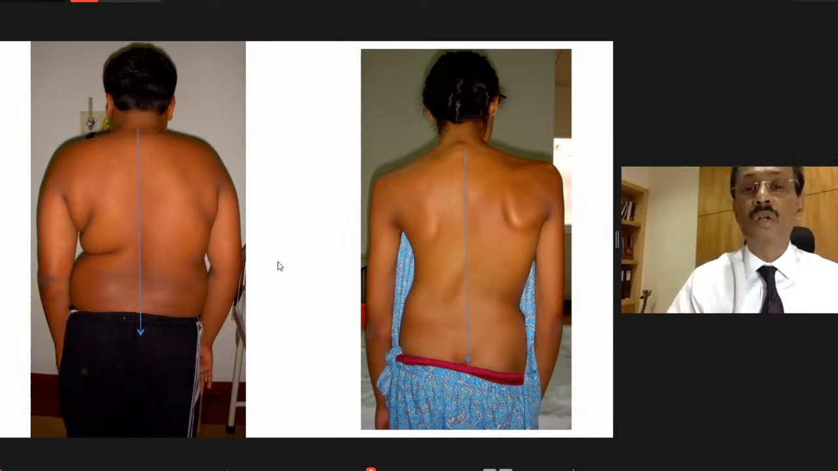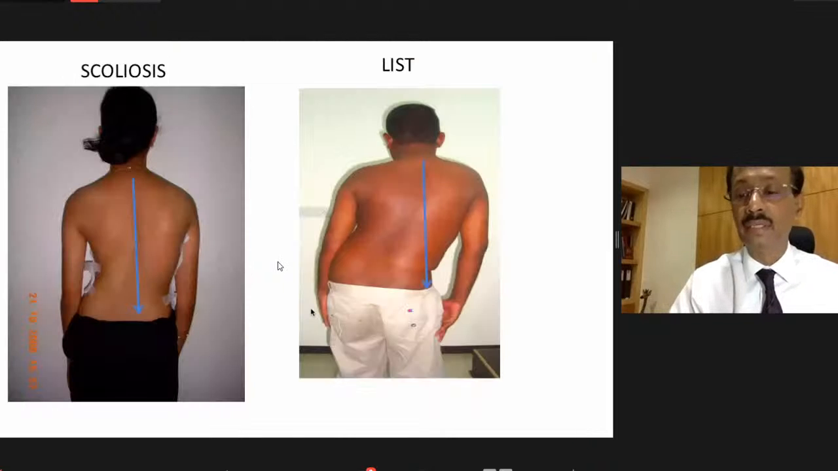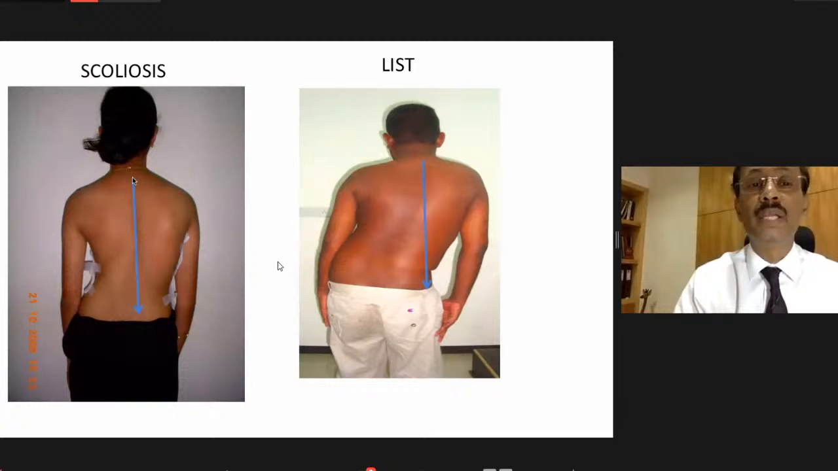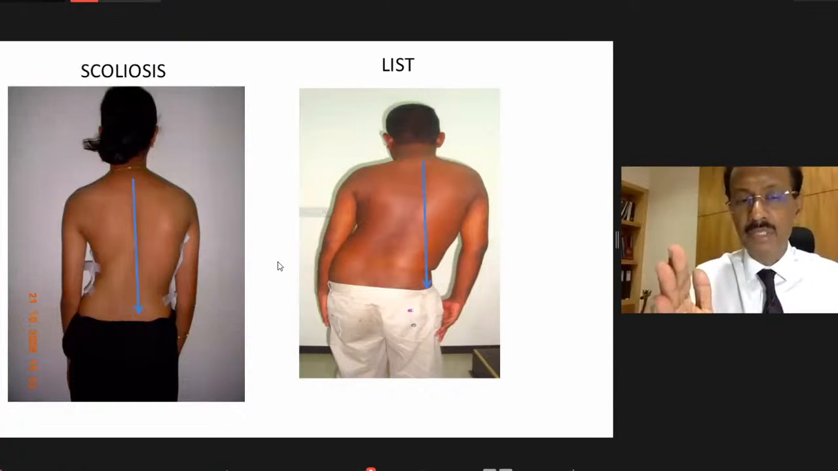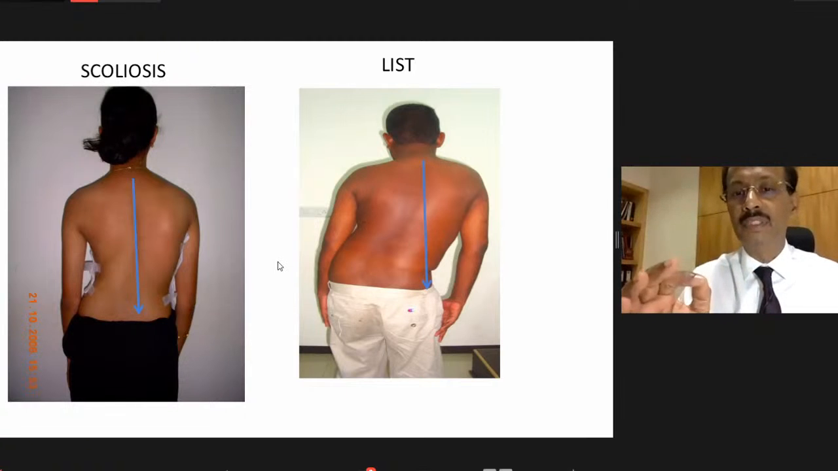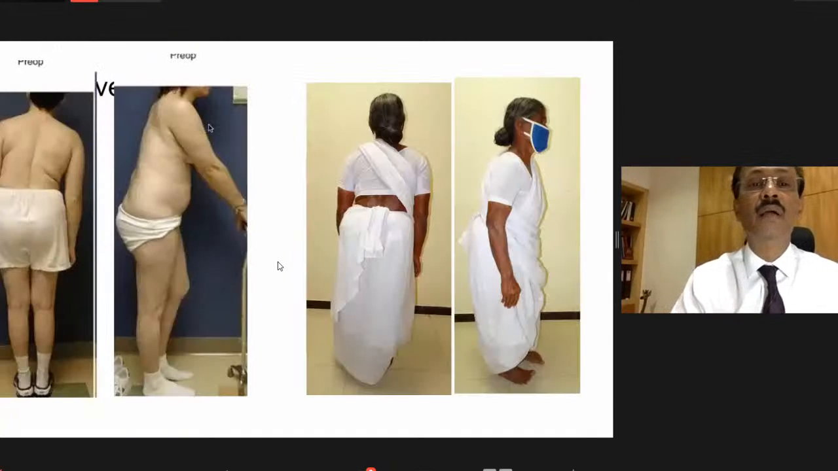In contrast, over here, you will find that this is a scoliosis and this is a list where there is a complete decompensation. You can see that there is a deformity of the thoracic spine, but the entire thorax is shifted laterally. So when you draw a plumb line from C7 down, it is not going through S1. So here is an example of a deformity which is decompensated. And similarly in the list, this is coronally decompensated, but the same thing can happen sagittally also.